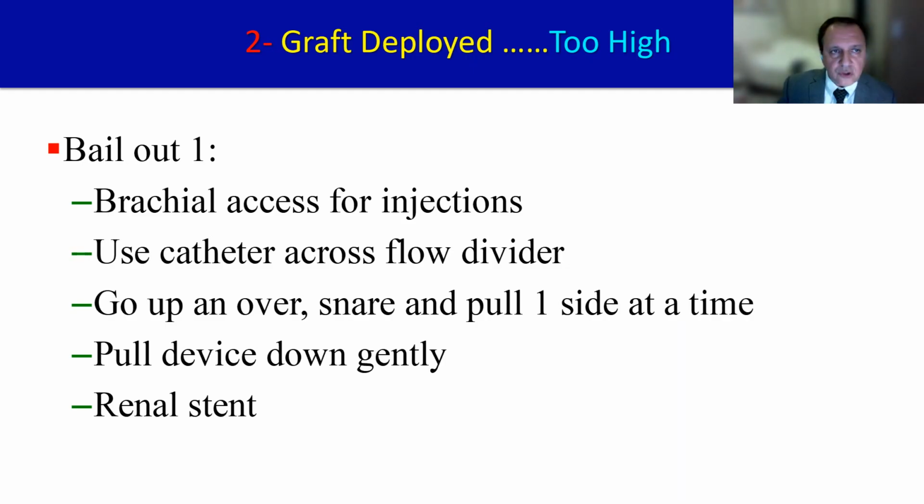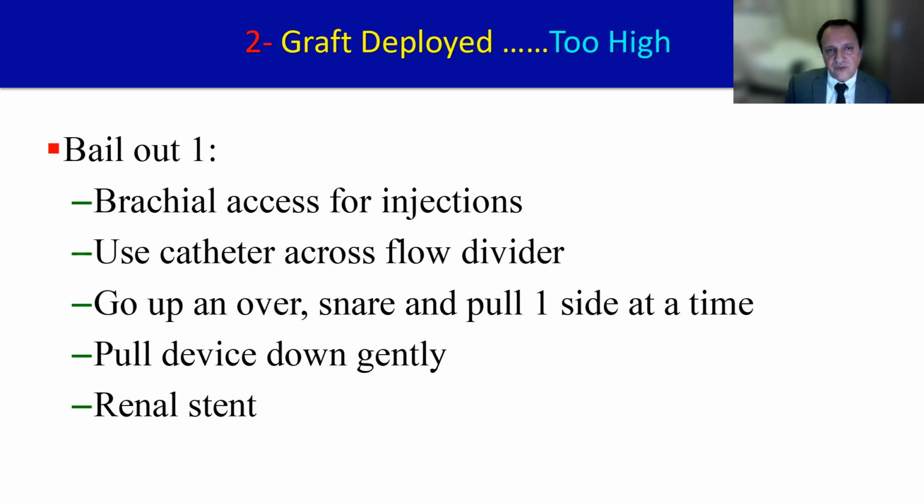The second complication is if you deploy the device too high, which occludes the renal artery. We have two bailouts. The first one is to go through the brachial artery for injection to do an angiogram. Try to use a catheter across the fluid divider, go up and over and snare the wire from the other side. So you have a wire going through and through from right to the left femoral sheath through the fluid divider. And then slowly try to pull the device down.